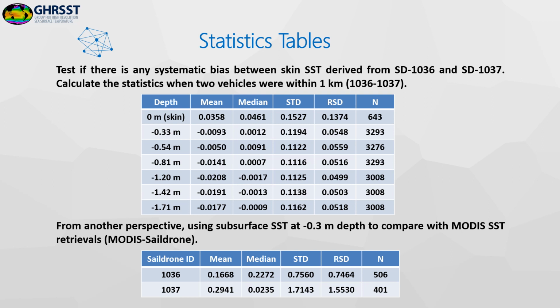From another perspective, we used the subsurface SST at 0.3 meter depth to compare with the MODIS SST retrievals. The mean and median are significantly positive from 0, indicating that the subsurface SST is inappropriate as validation data due to the existence of diurnal warming caused by the midnight sun during the Arctic cruises.